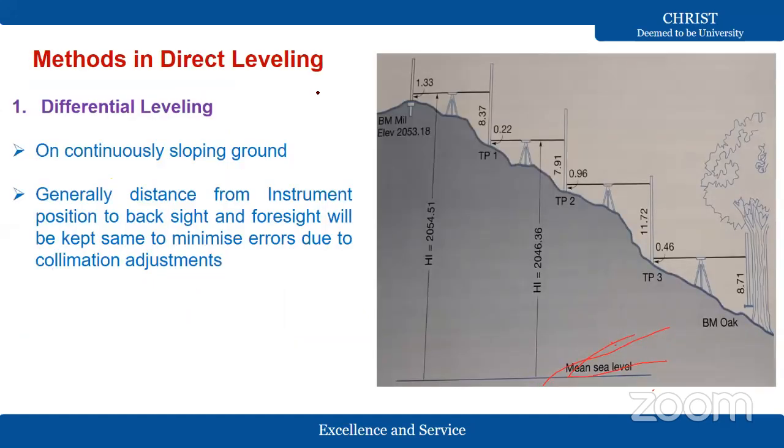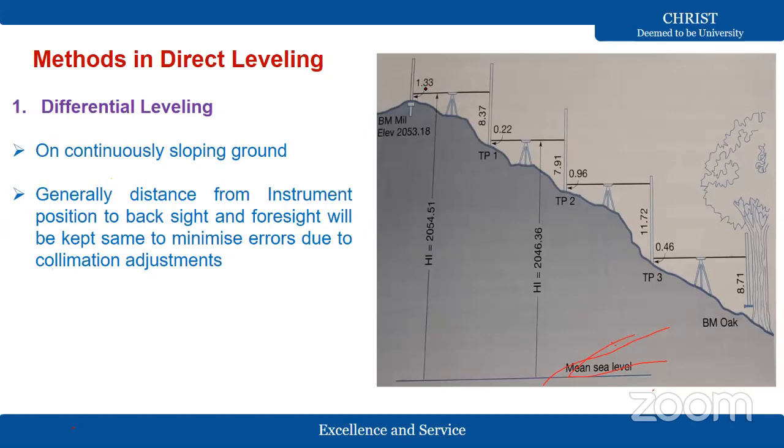Now, the methods in direct leveling. Now we are going to discuss spirit leveling. Differential leveling I have already explained. On continuously sloping ground like this, we are going to perform differential leveling. Here you are going to take only backsight and foresight. Generally, we won't consider the intermediate sights in the leveling operation.